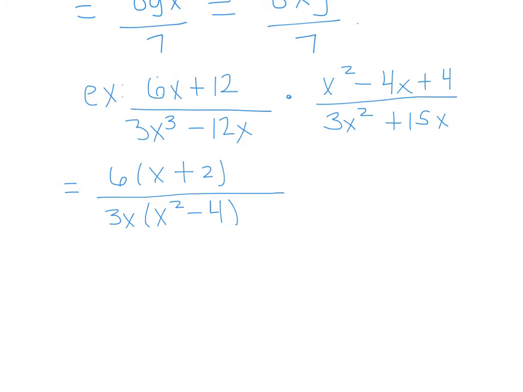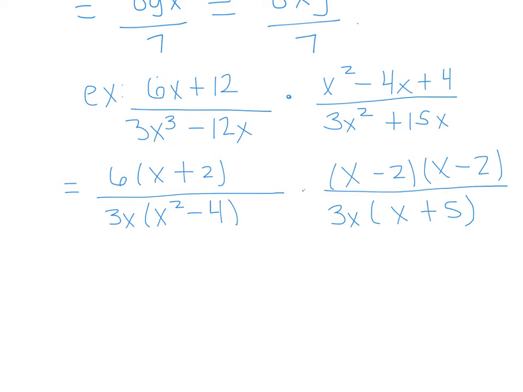In the other rational expression, the numerator is a quadratic with a leading coefficient of 1. So our linear factors are going to have x and x in the leading position. The numbers that multiply to positive 4 and add to negative 4 are negative 2 and negative 2, so you're going to factor it like that. The denominator has a greatest common factor of 3x, leaving x plus 5.